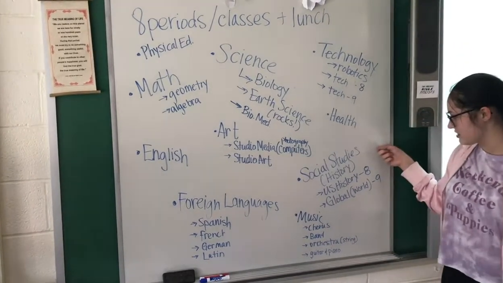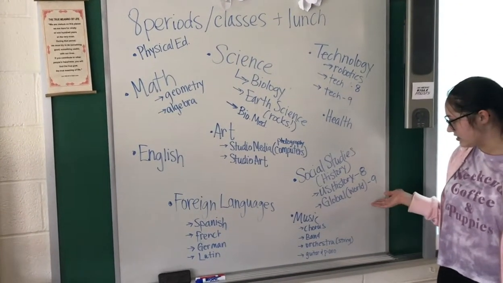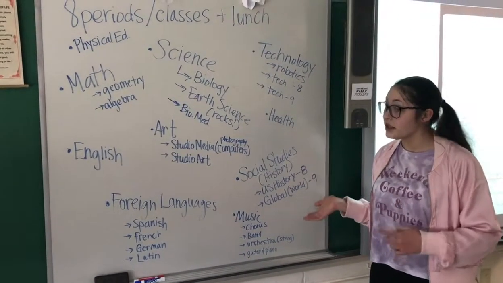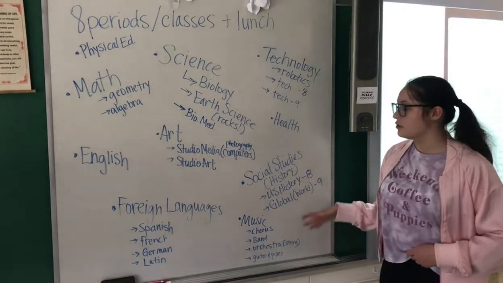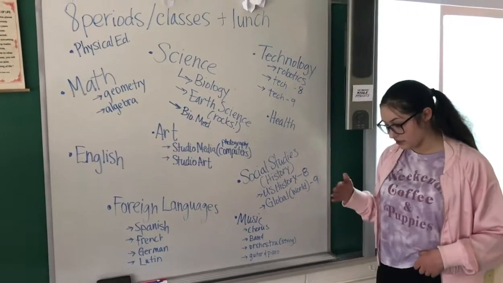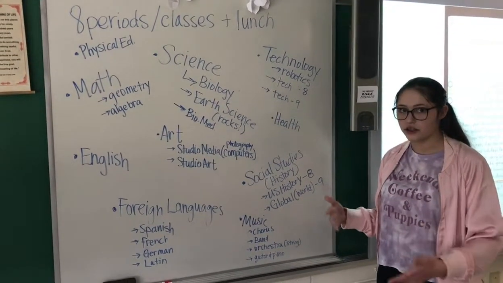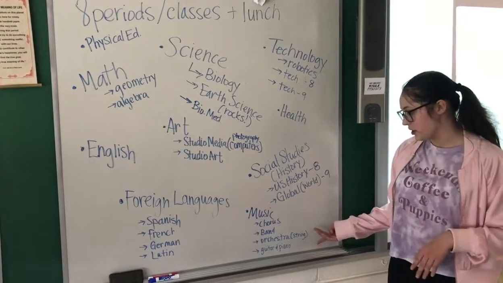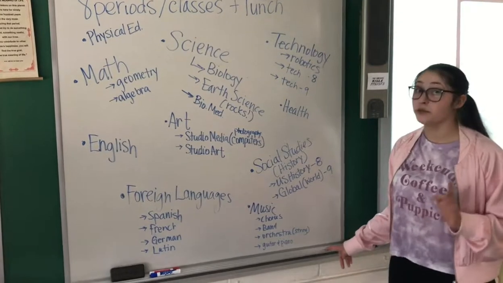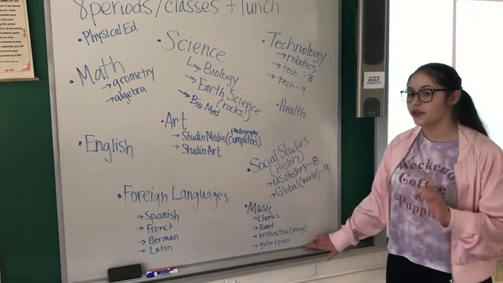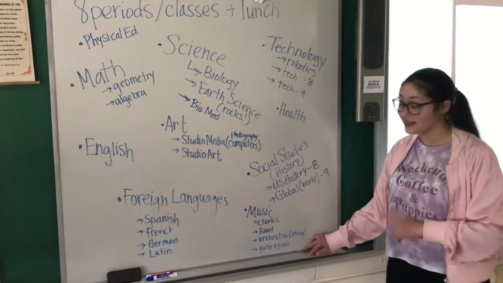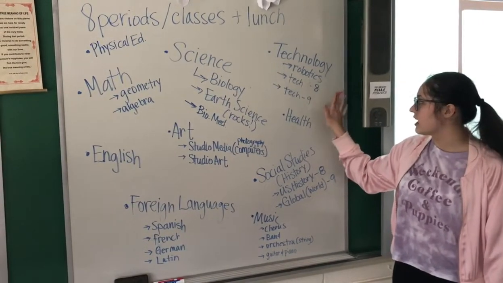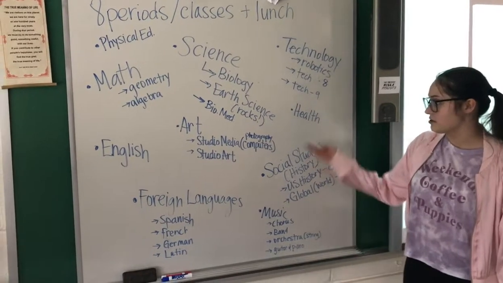We have social studies, like history 8 and global, but we also have AP, pre-AP global, which is technically a college course. And you write a lot in there, and you do a lot of work. You have music. You will have chorus, band, and orchestra, and you can also have practical musicianship, which is you learn how to play the guitar and piano, and you can compose things. And you have technology, which is robotics, Tech 8, and Tech 9, and you can also take health.